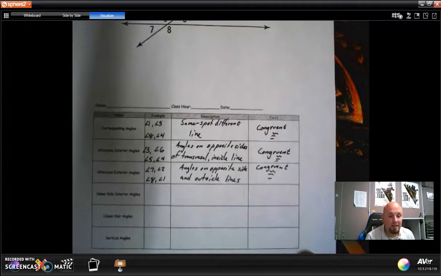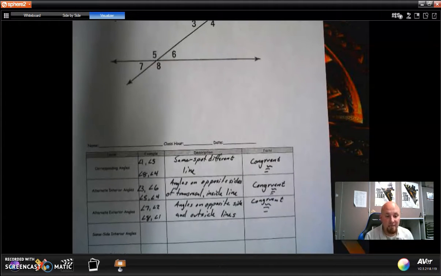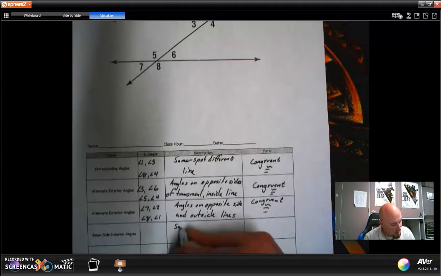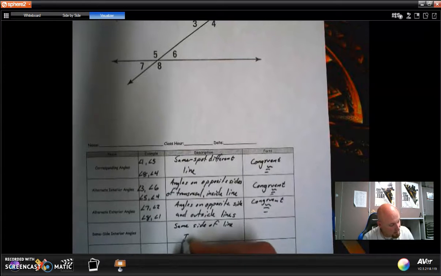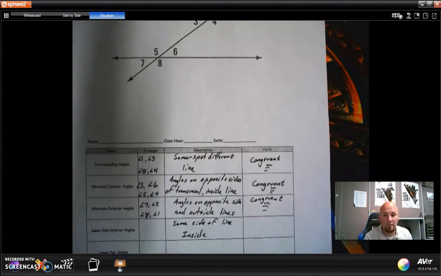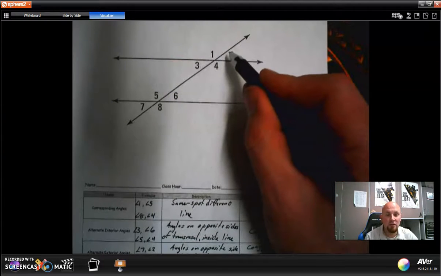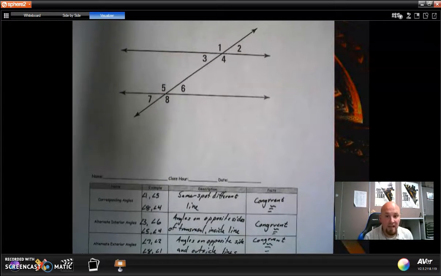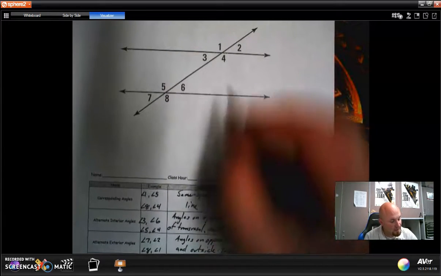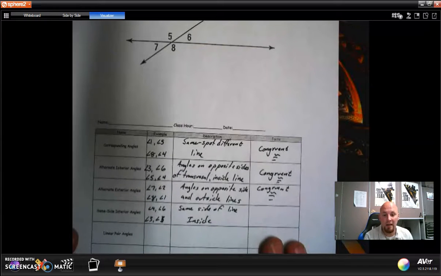Same side interior angles. Look at the name. Same side interior angles. That means they're on the same side of the line inside. So same side of the line, and they're inside. Okay? So 4 and 6 are on the same side of the transversal and they're inside the parallel lines. Angle 4 and angle 6 are same side interior angles. So thus angle 3 and angle 5 are the other same side interior angles. Angle 3 and angle 5.